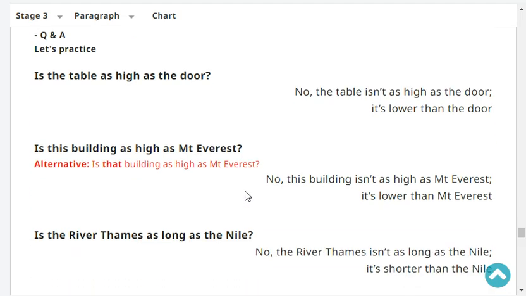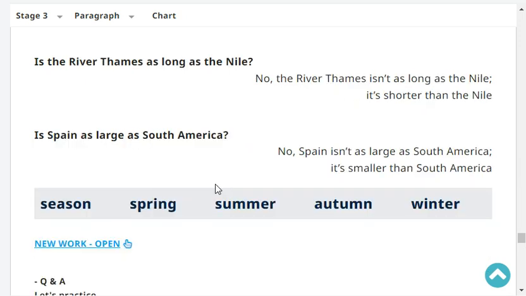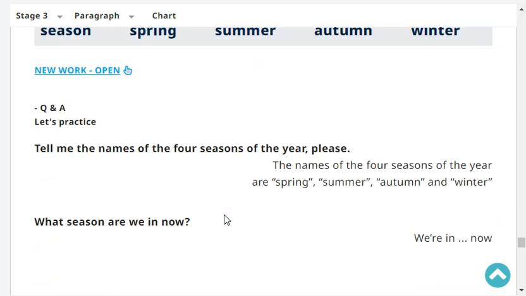Is the river Thames as long as the river Nile? No, the Thames isn't as long as the Nile. It's shorter than the Nile. Very good. Is Spain as large as South America? No, Spain isn't as large as South America. It's smaller than South America. Very good.